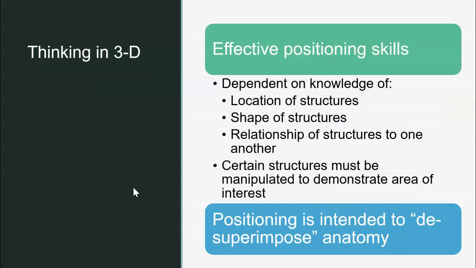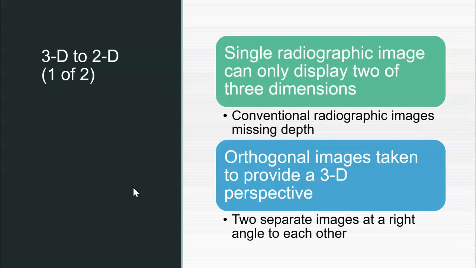So thinking in 3D. So effective positioning skills is dependent on the knowledge of the location of the structures, the shape of the structures, the relationship of the structure to one another also. Okay, that's really important. And certain structures can be manipulated to demonstrate areas of interest. So positioning is intended to de-superimpose the anatomy. So you don't want the anatomy superimposed, you want it free from superimposition. So de-superimpose, okay? Kind of a weird word, but there you go.